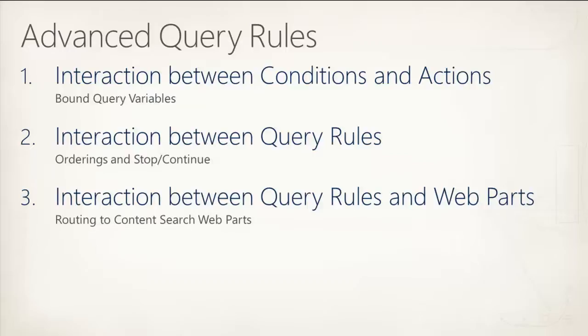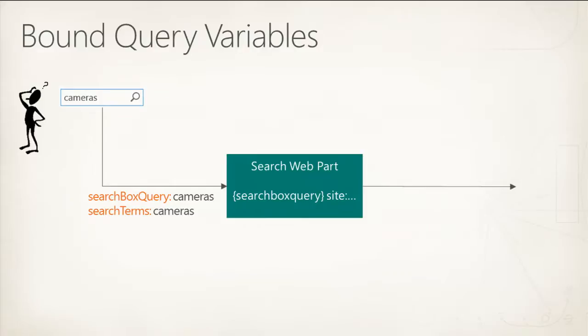The way that conditions and actions in query rules interact is using query variables. Specifically, a type of query variable that we call bound query variables, because they are bound to what the user is searching for. This is in contrast to contextual query variables, like who is the user, what date is it, what site are they searching on. The system binds 4 of these for you, and they come in 2 pairs. The first pair is search box query and search terms. The difference between these is that search box query is whatever the user typed in the search box. It does not change. And search terms is whatever the query text is so far after any transforms.